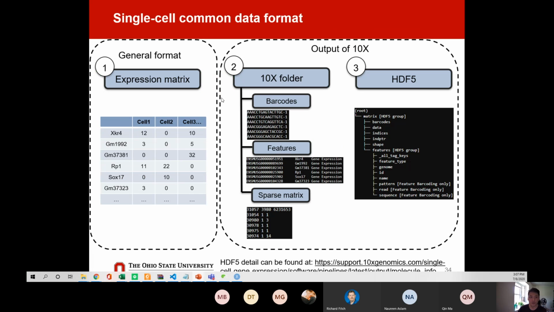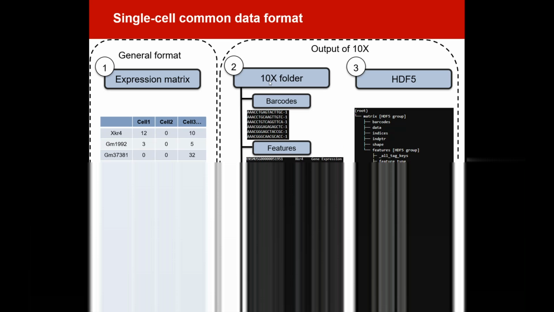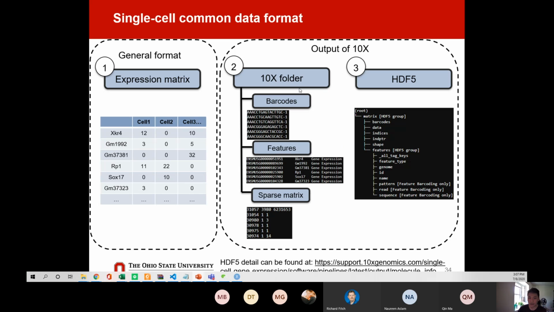So these are two different formats of the 10x Genomics output: the 10x folder and HDF5. Actually, in very restrictive terminology, HDF5 is the data structure.